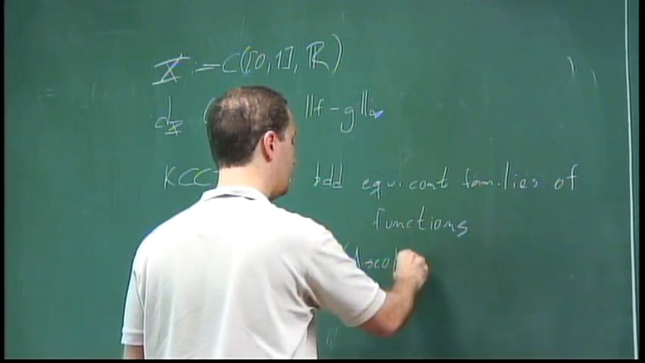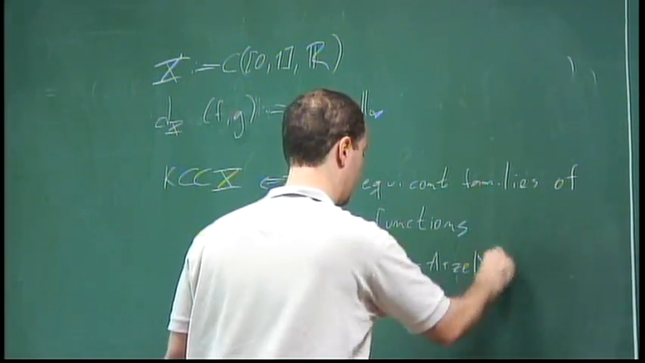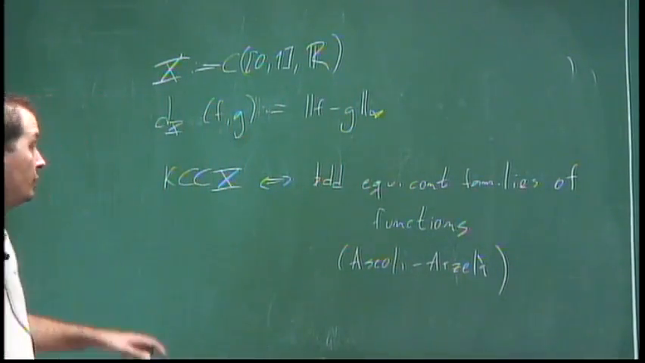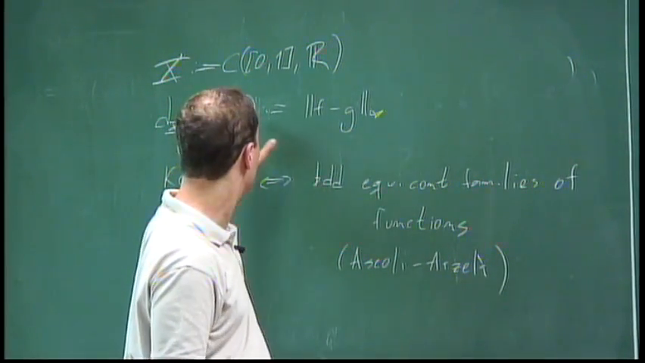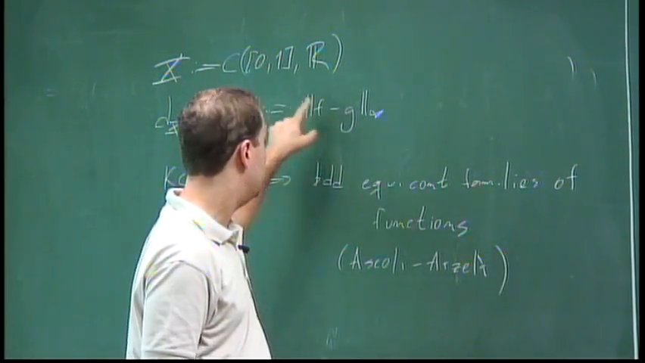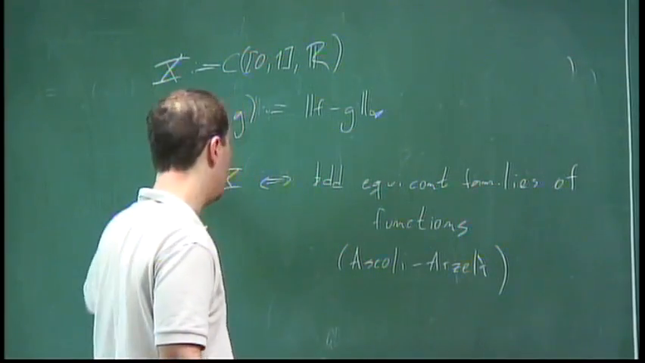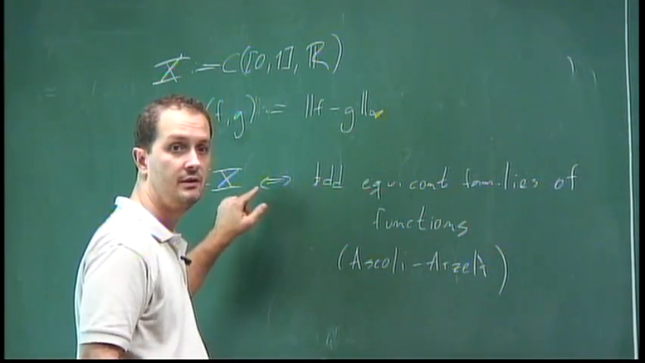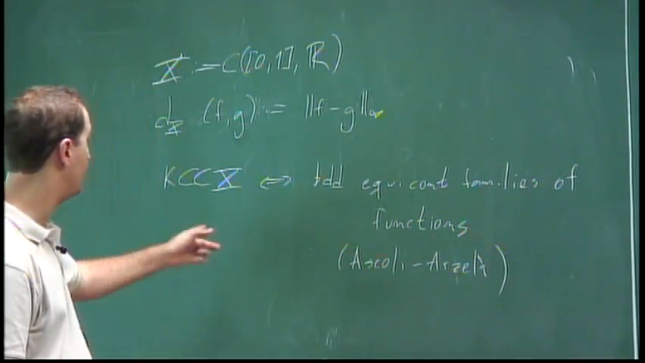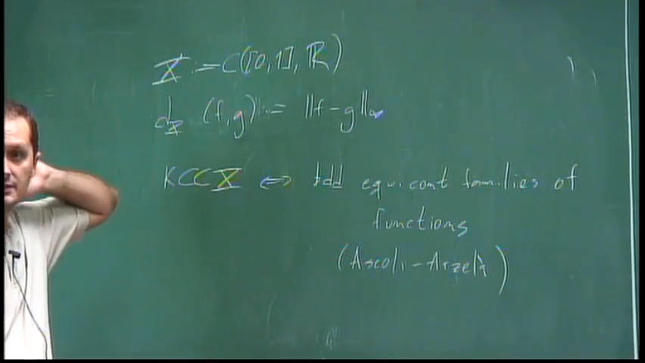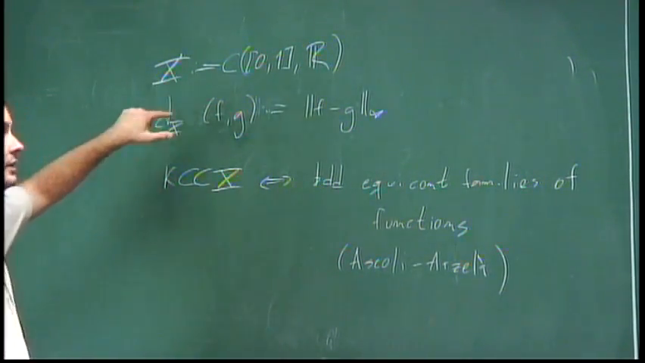Usually we only prove one direction of it. The direction that we prove says that if you have a family of functions here that's equicontinuous and bounded, then any sequence has a convergent subsequence. The other direction is sort of trivial. So the Arzelà-Ascoli theorem actually characterizes compact subsets of this space. So this is essentially what we need to do probability in this space.